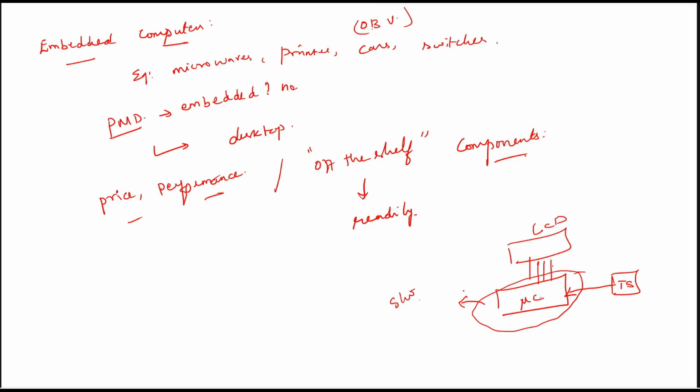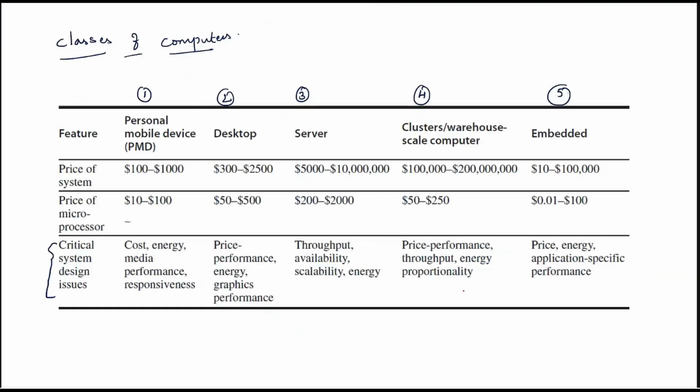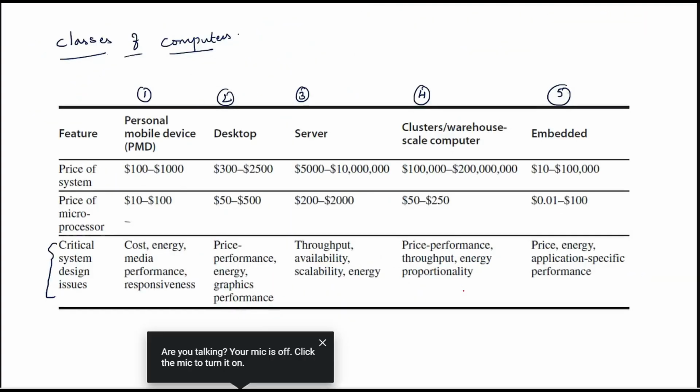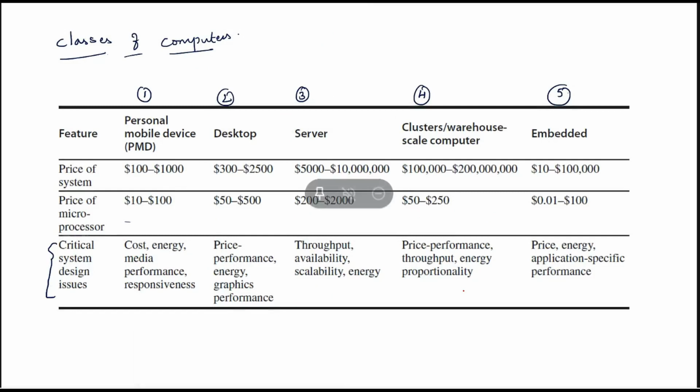So these are the 5 different classes of computers: one is the PMD, desktop, server, clusters or warehouse scale computers, and finally the embedded computers. After that, I have given the critical system design issues.